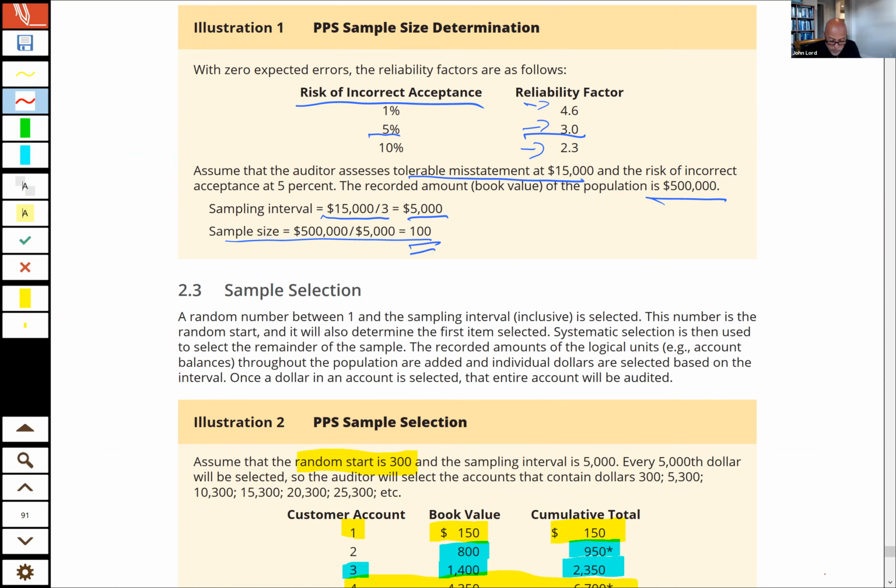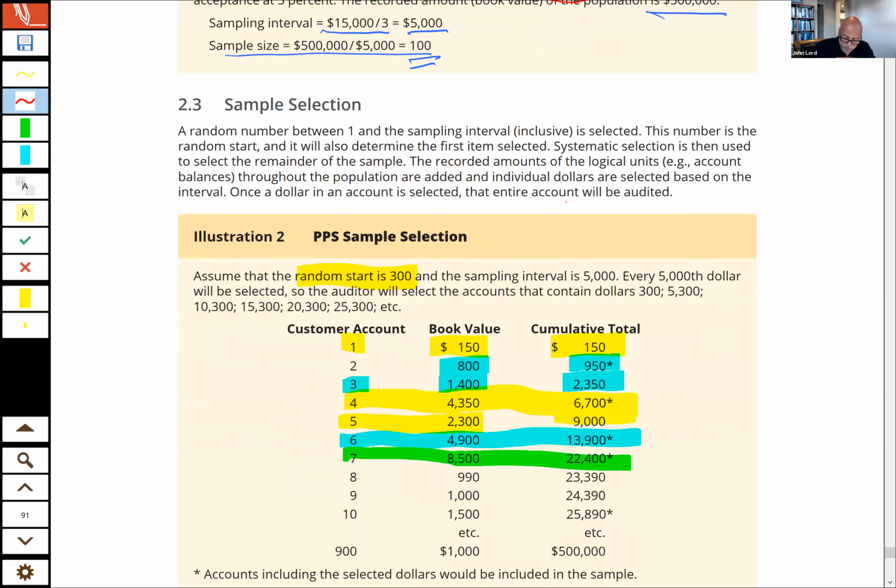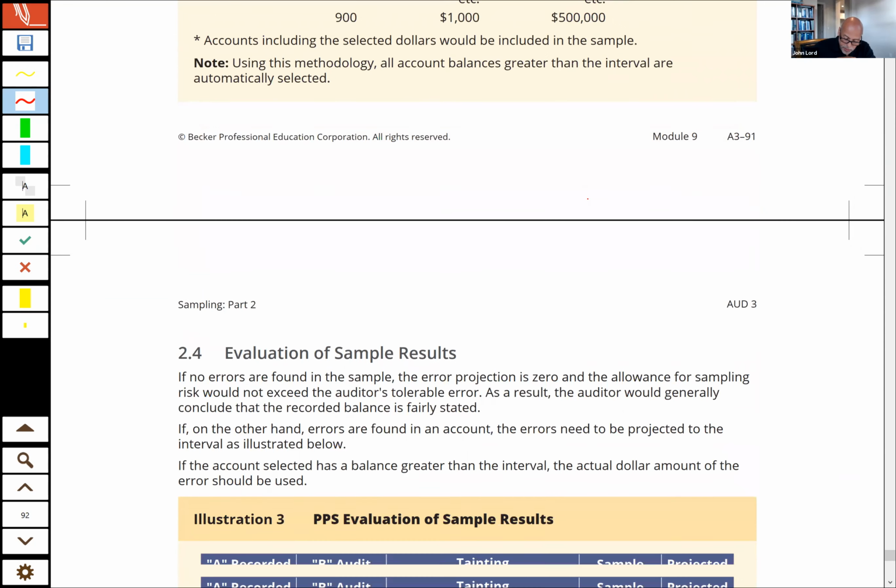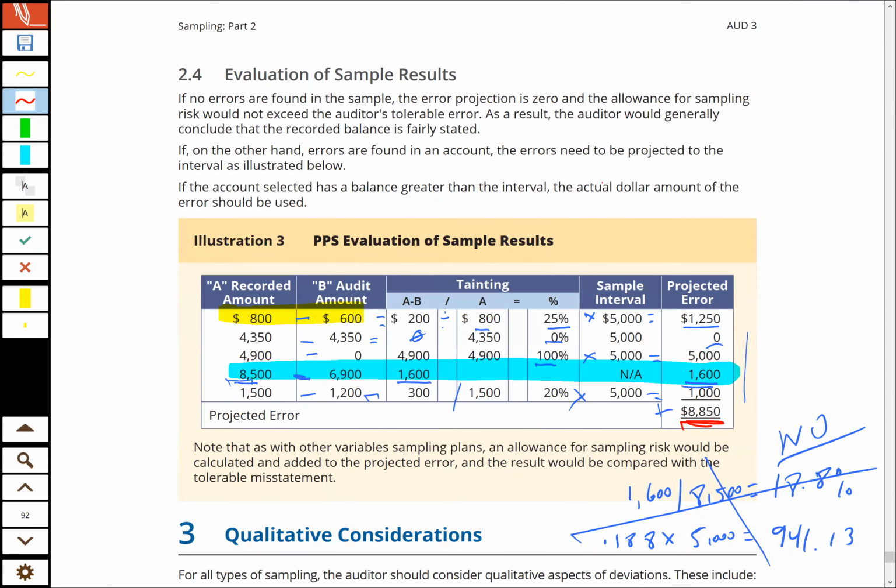You're gone. It was 15,000. Okay, so the tolerable misstatement was what? Was 15,000. I have a projected misstatement of what? Of 8,850. So what's the auditor thinking here? They're happy. Yeah, they're kind of happy. I mean, they're thinking, okay, I probably don't have a material misstatement, but what?